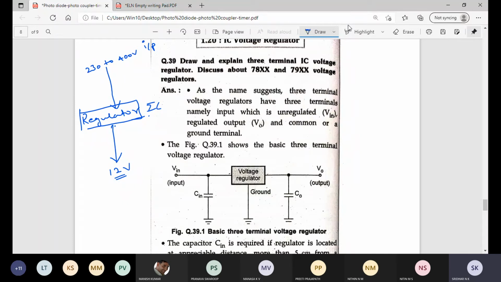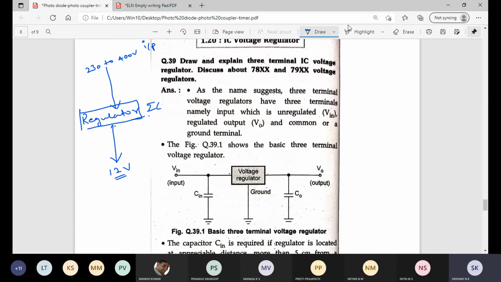Your regulator does the job of giving a constant output for a variable input voltage. You have a variable input voltage varying from 230 volts to 400 volts, but the output remains constant at 12 volts. This is called a regulator or regulation. The device which does that is an IC.